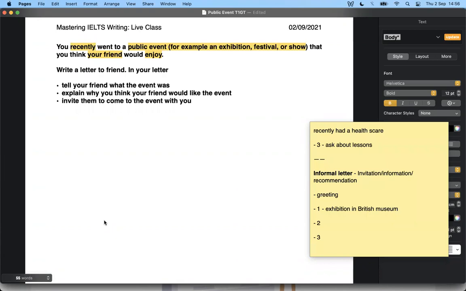With an exhibition, these take place over a period of weeks or even months sometimes. So it makes sense to invite them to come with you. I'm not sure whether the examiners have taken that into account when they've created this task, but it is something to consider in this particular task. So I think exhibition is the best one to go for here. Okay, so now tell me, what was the exhibition on? What was it about? Some ideas.